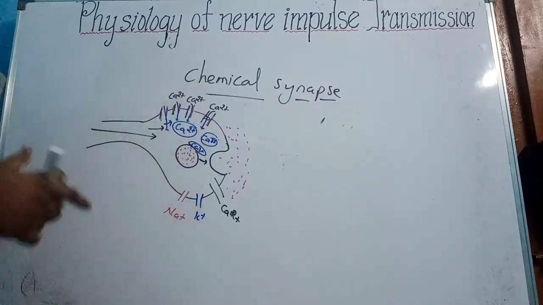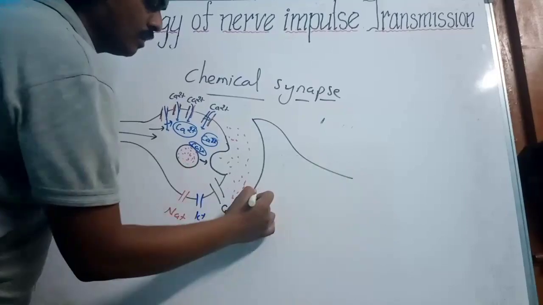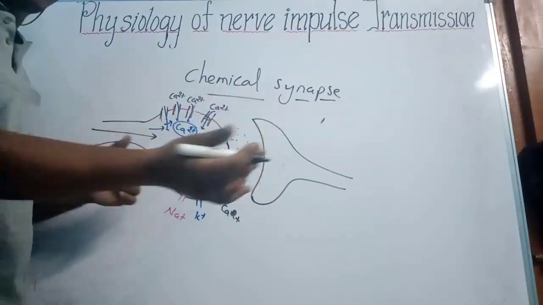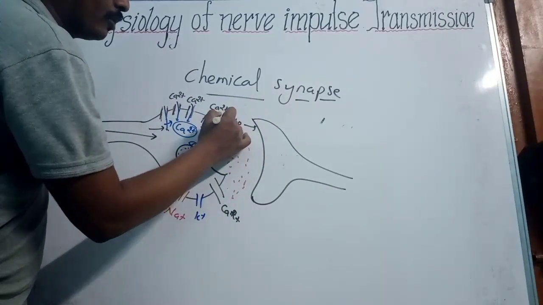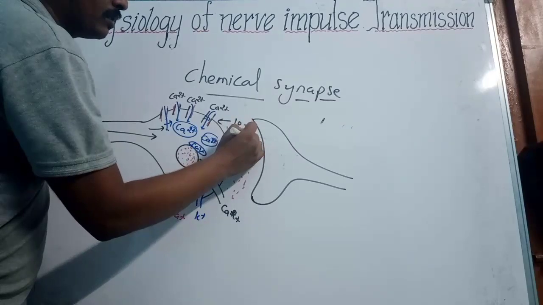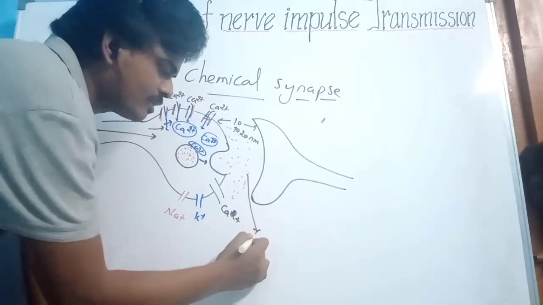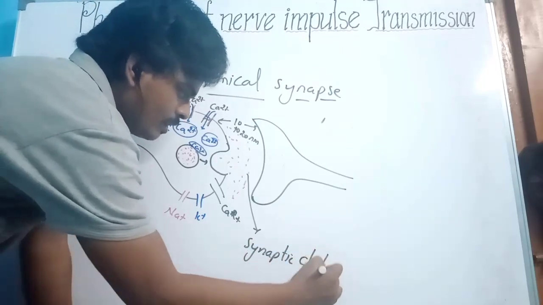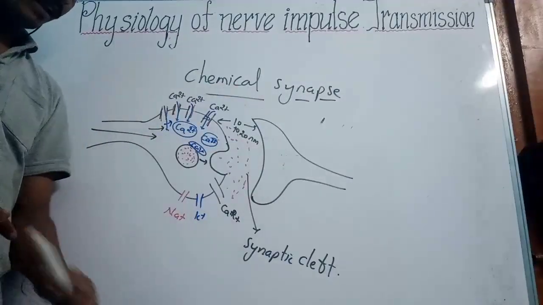Now we will see, this is the postsynaptic membrane. What do you call the gap here, the 10 to 20 nanometers gap between the two membranes? This is called the synaptic cleft. So the neurotransmitter is released into the synaptic cleft.